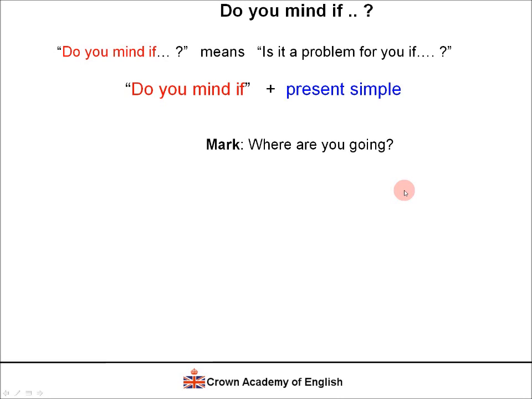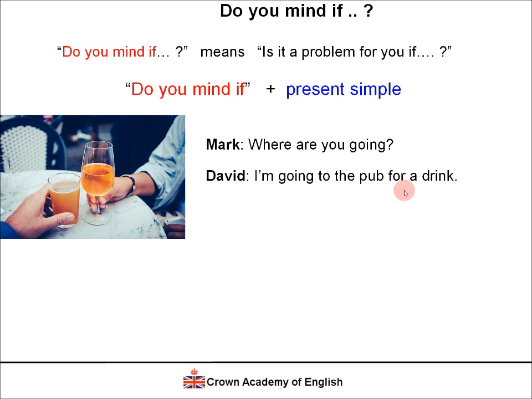Example, where are you going? And David replies, I'm going to the pub for a drink. And Mark says, do you mind if I join you? Do you mind if I join you? So Mark is in fact asking for permission to go to the pub with David. He's saying, is it a problem for you if I join you?